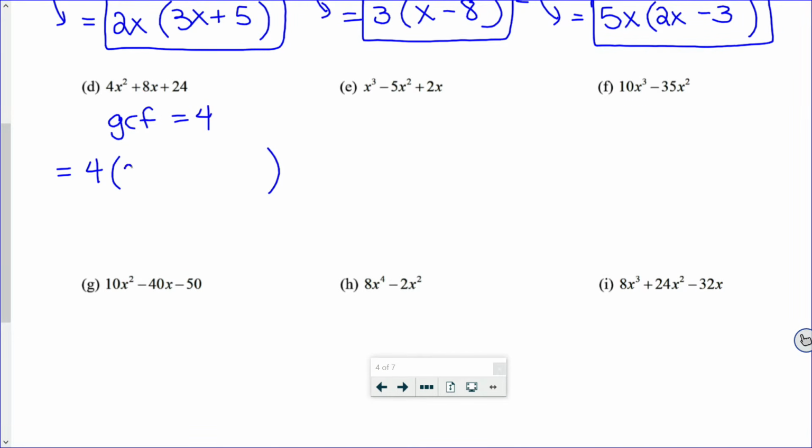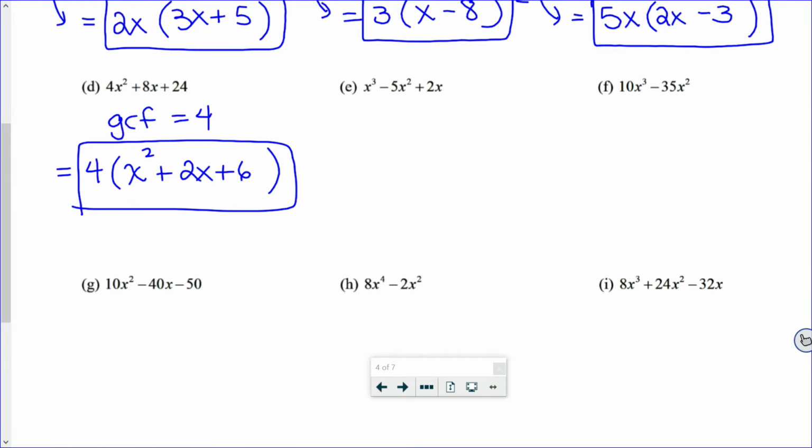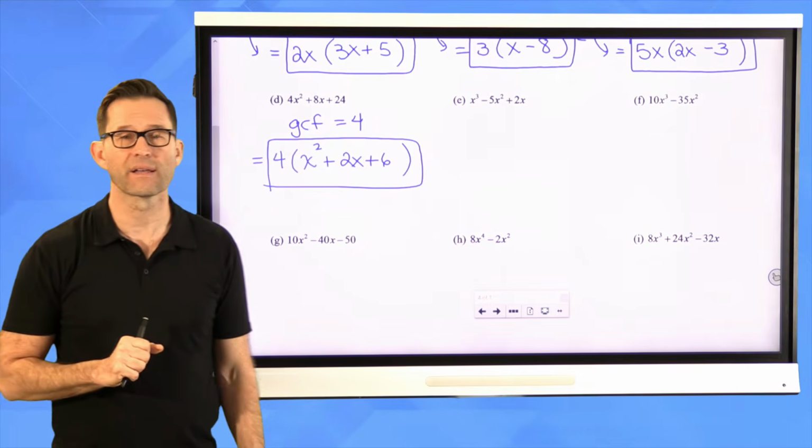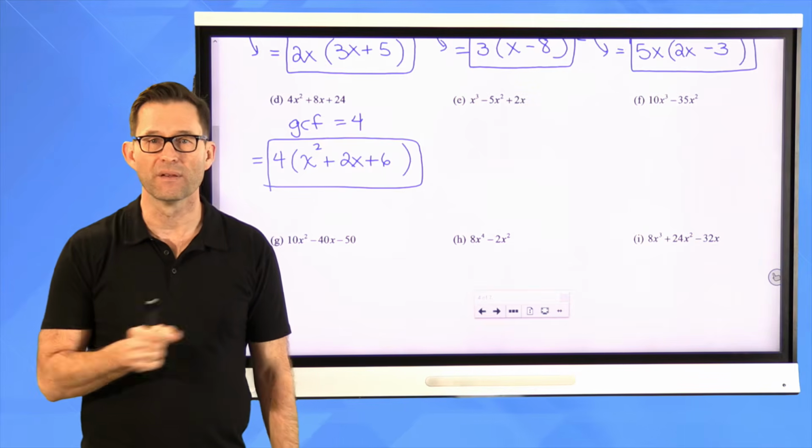What do I multiply it by? Well, 4 times x squared would be 4x squared. 4 times 2x would be 8x, and 4 times 6 would be 24, right? So just simply 4 times x squared plus 2x plus 6.